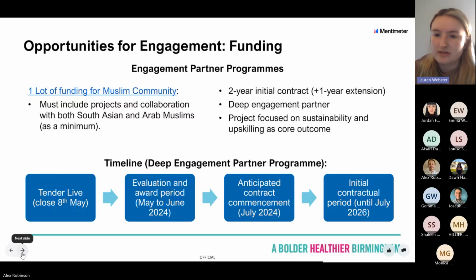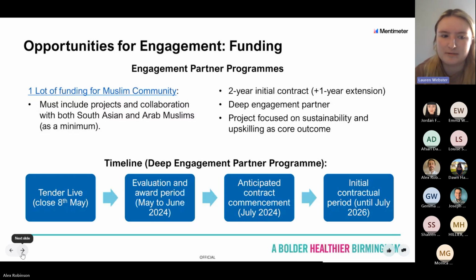It's part of our deep engagement partner programme, and the project is focused on sustainability and upskilling as a core outcome. And Jordan just popped the link to the tender in the chat, so if you are interested, you can go have a look into that. The timeline for the deep engagement partner program: the tender is already live, and it closes on the 8th of May. The evaluation and award period will be from May to June 2024, with the anticipated contract commencement being in July 2024, with the initial contractual period until July 2026. So if you are interested, please go look into the tender, which has been popped into the chat by Jordan.